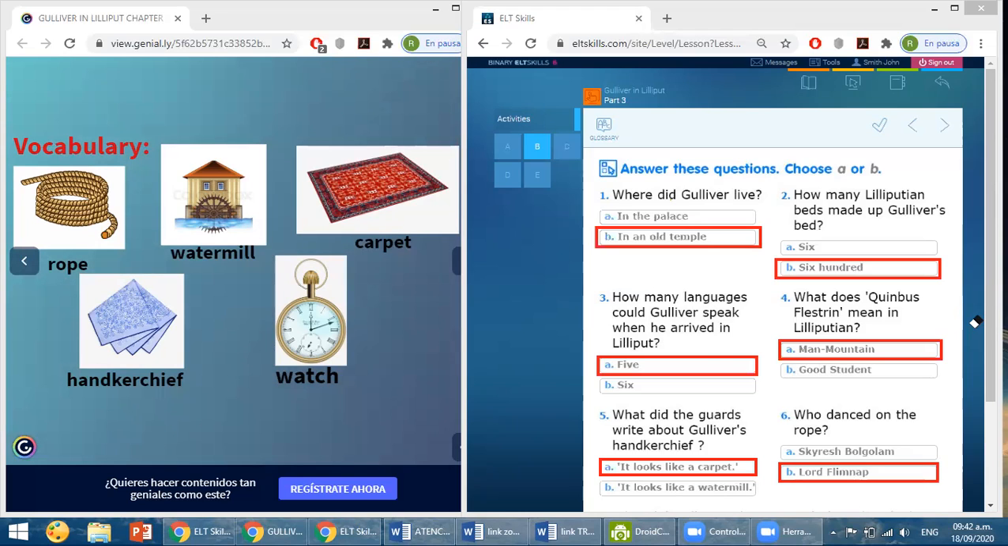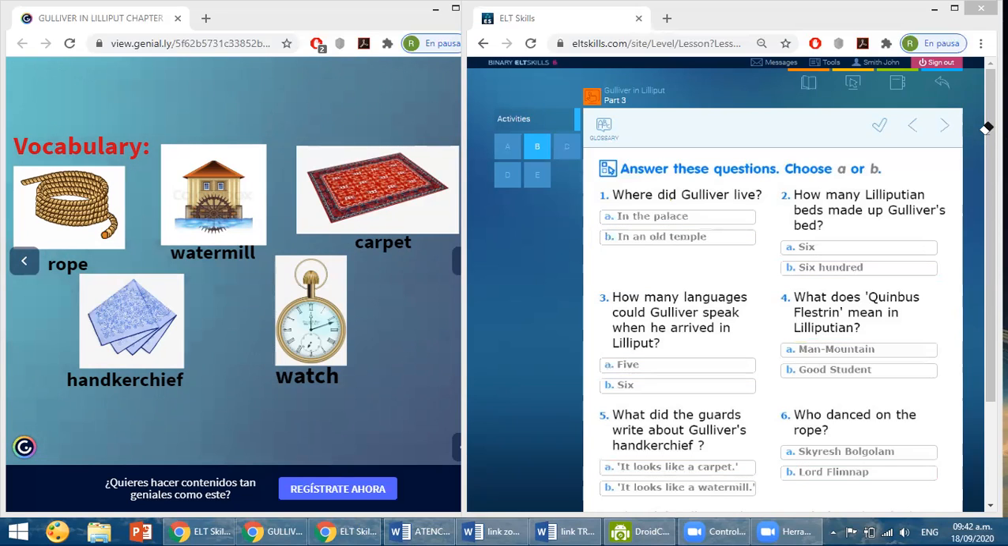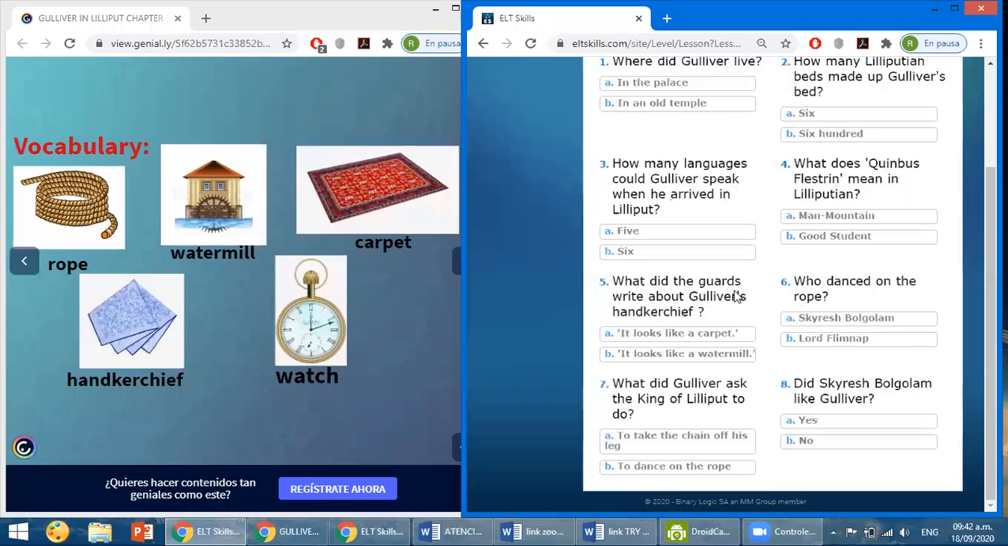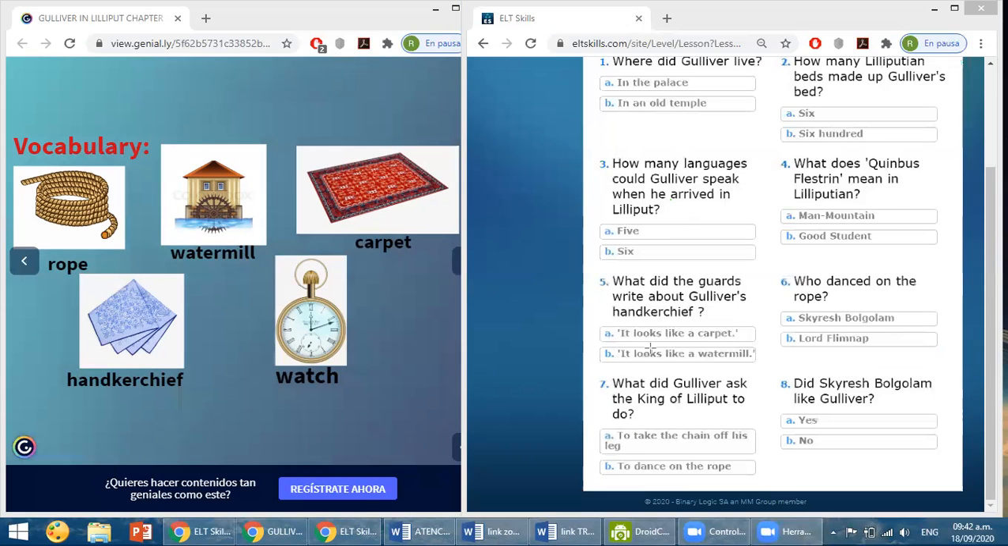Let's continue with 7 and 8, okay? Question 7 says, what did Gulliver ask the king of Lilliput to do? To take the chain off his leg. Yes. Set me free, he says. Every time Gulliver looks at him he says, please, give me my freedom. Take off this chain.